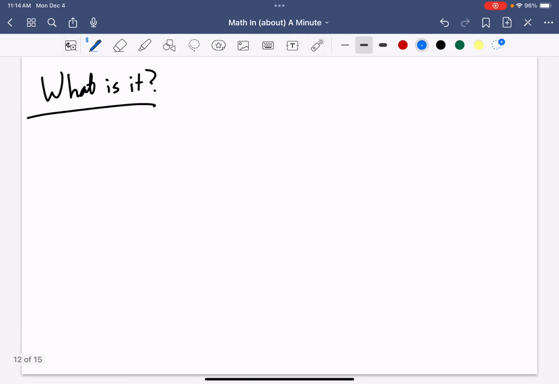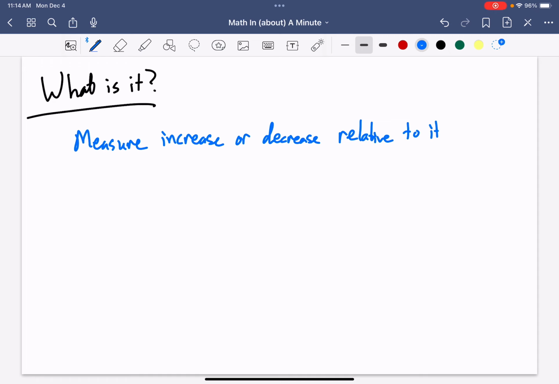Now, first things first, let's talk about what it is. So change of percent is a way to measure increase or decrease, and this is the key word here, relative to itself. And this is kind of an important measurement. And let me give you this example right here.